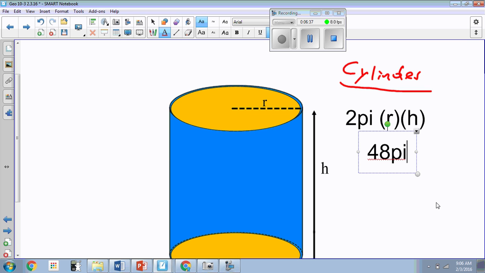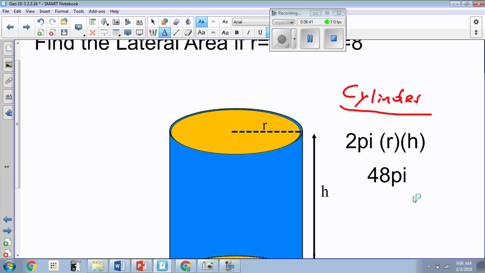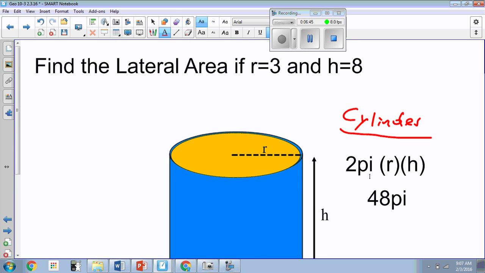If you want to evaluate that down to a decimal and maybe round it to a whole number or something, you could do it with your calculator. But if you're leaving your answer in terms of pi, you just call it 48 pi. It's just 2 pi times 3 times h, and 2 times 3 times 8 gives you 48.